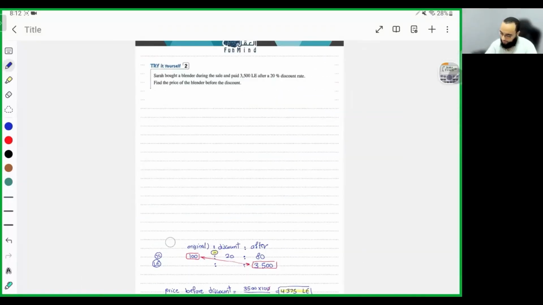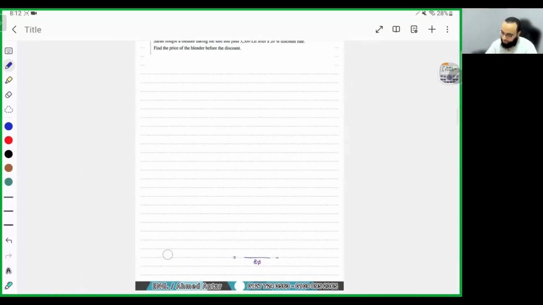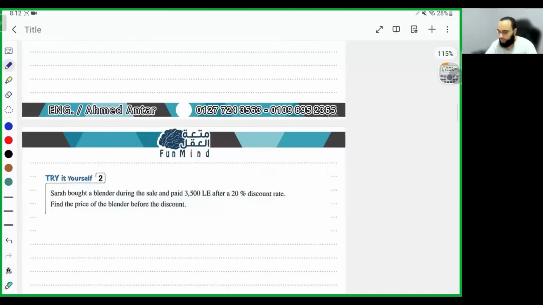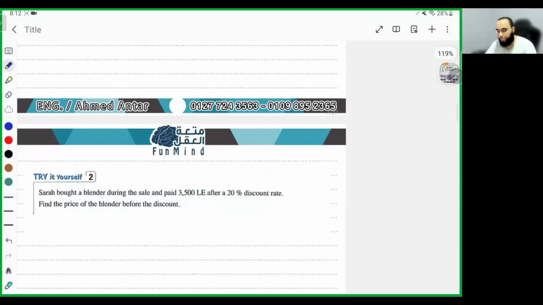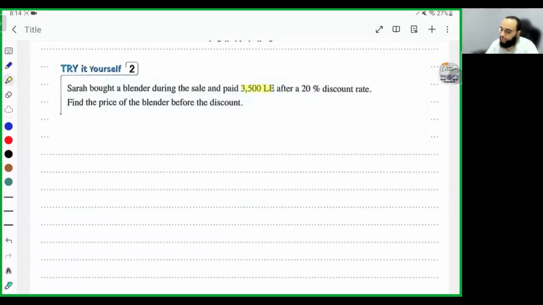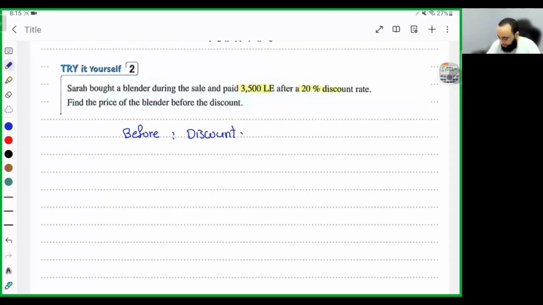Read the question. Sarah bought a blender during the sale and paid 3,500 after a 20% discount. So take care. This price, Tala, is before the discount or after the discount? After. Excellent. And this is the discount itself. So right now, before the discount and after. Before the discount, it's always 100%.